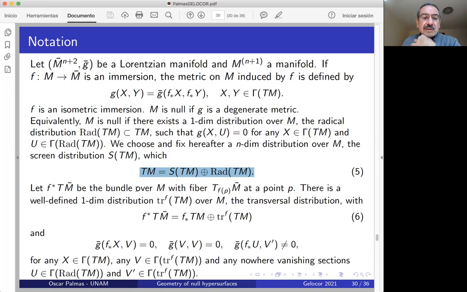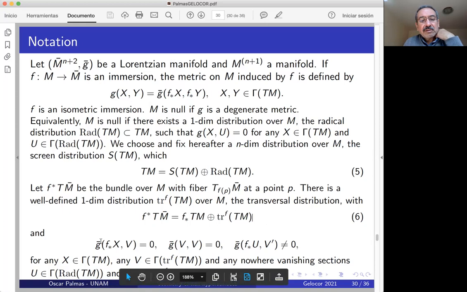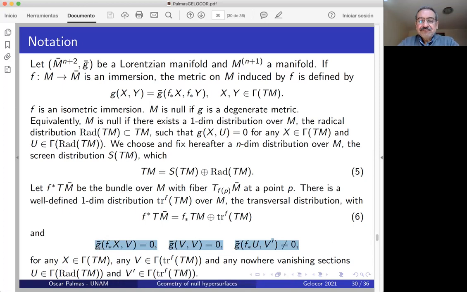We also have over M this bundle here with fiber the tangent bundle of M bar, and given the screen distribution, we also have a one-dimensional distribution, which is called the transversal distribution, which satisfies this kind of things. So we just express here our conditions on the geometry of the tangent bundle and the transversal bundle.